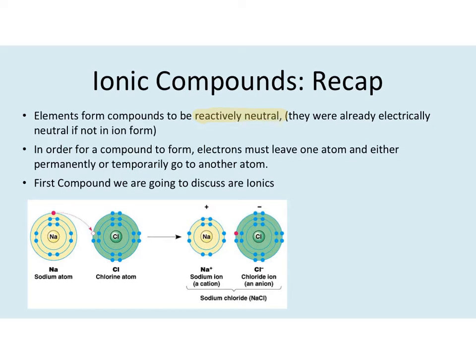The next one: in order for a compound to form, electrons must leave one atom and either permanently, like in an ionic, or temporarily in a covalent, go to another atom. As an example, if you look down here at my picture, when we form sodium chloride, this electron right here in the outer ring, called the valence electron, is going to jump from there onto chlorine. And when that happens, we get this over here. We get sodium with a full outer ring, and chlorine with a full outer ring, and now that's reactively neutral.